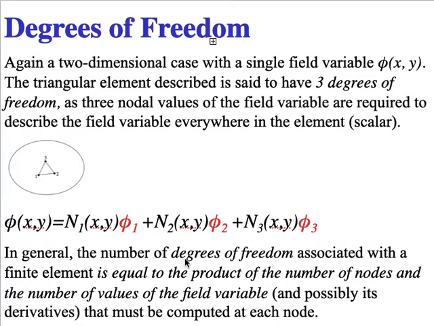In general, the number of degrees of freedom associated with a finite element is equal to the product of the number of nodes and the number of values of the field variable, and possibly its derivatives as well, that must be computed at each node.